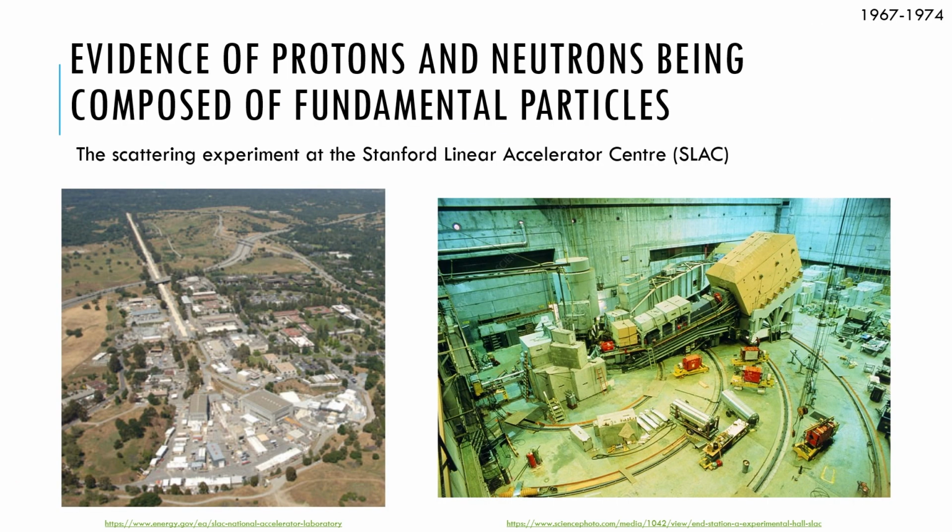So this brings us to work that happened in the late 60s and early 70s that started to provide evidence for neutrons and protons being composed of fundamental particles, essentially supporting the work of Gell-Mann. So there are a few experiments and findings to unpack in this particular part of the course. The one that I'm going to focus on in this video first and foremost is the scattering experiment which occurred at the Stanford Linear Accelerator Center, also known as SLAC.